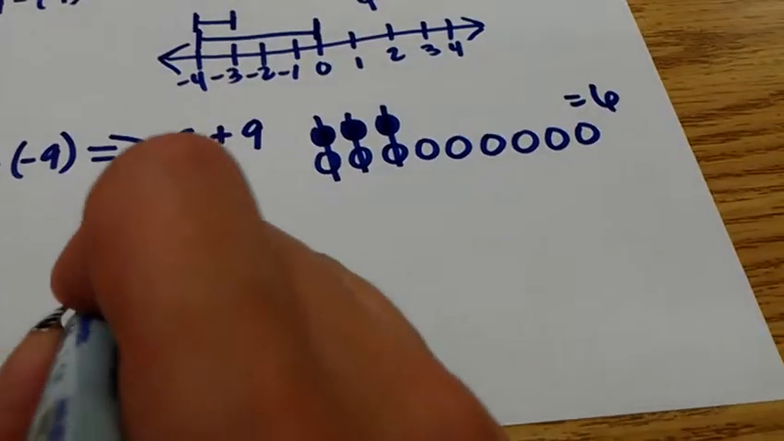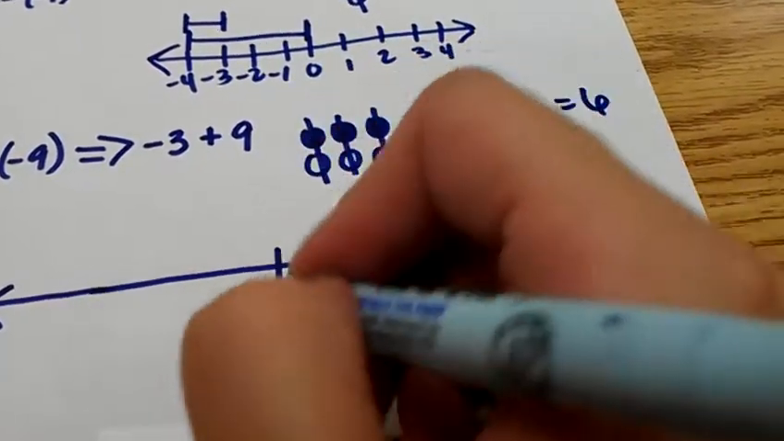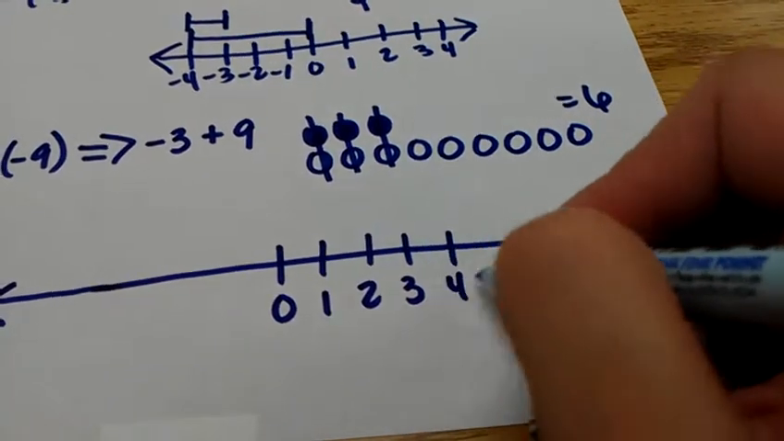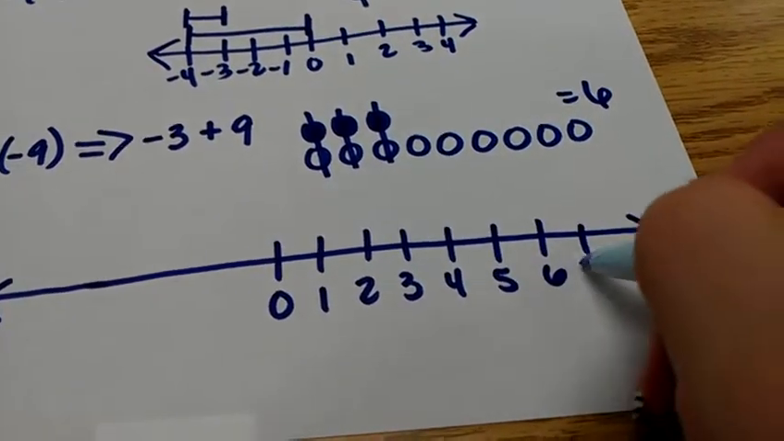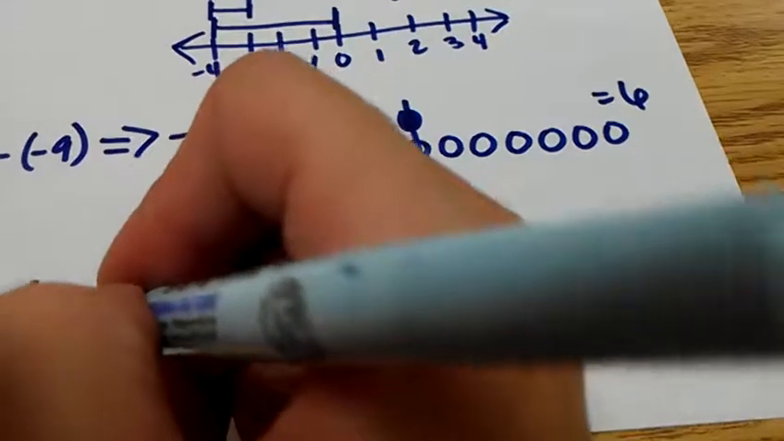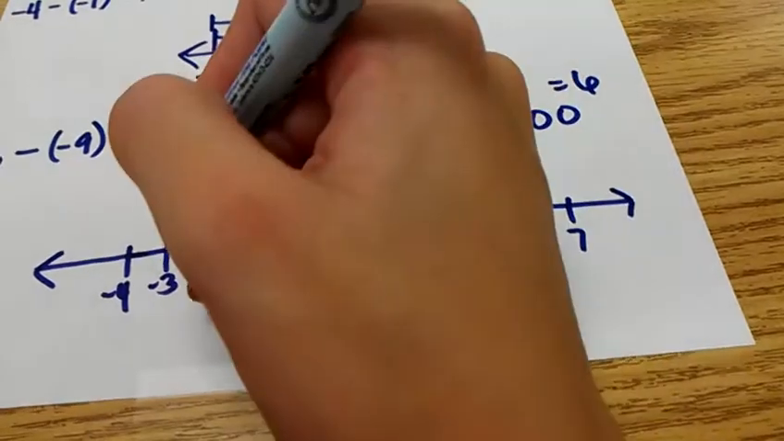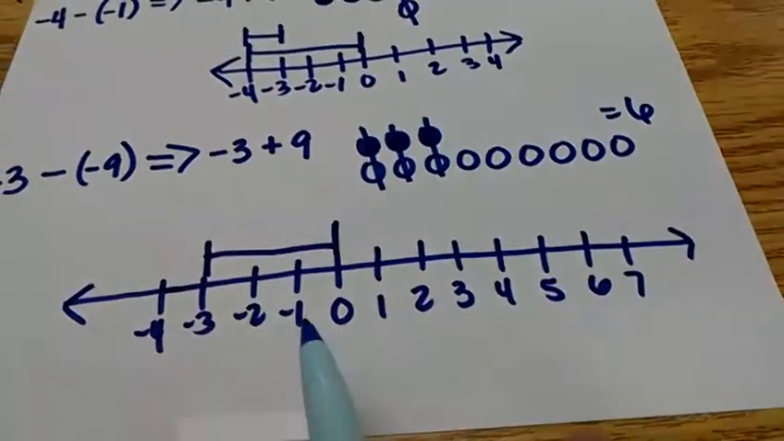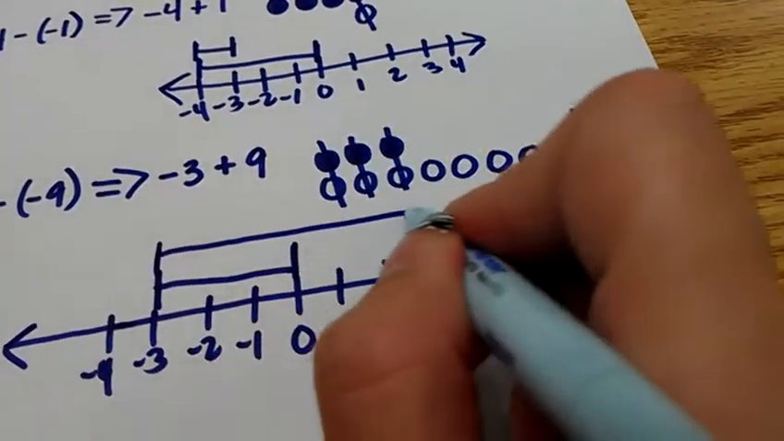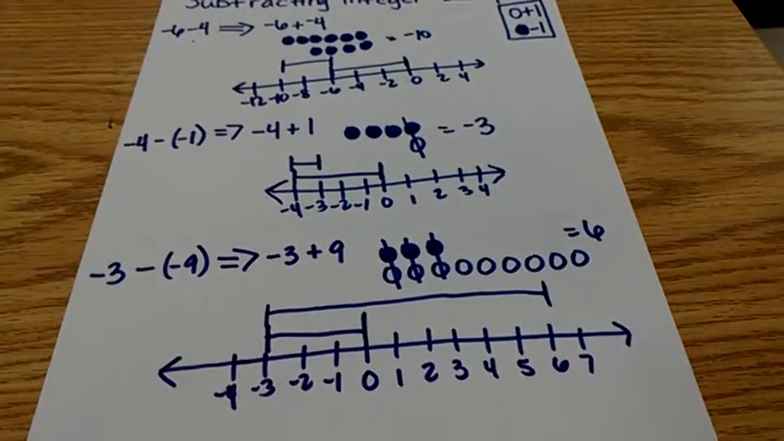And now the number line method. Okay, so it says to start off with -3. So I go from 0 to -3. My second move says to add 9. I'm at -3, and if I add 9 spaces, that lands me at +6. So here are subtracting integer examples.